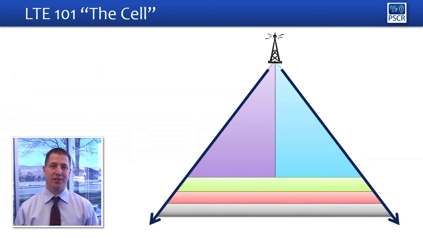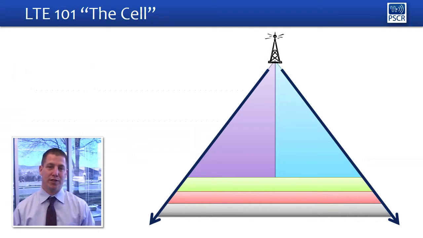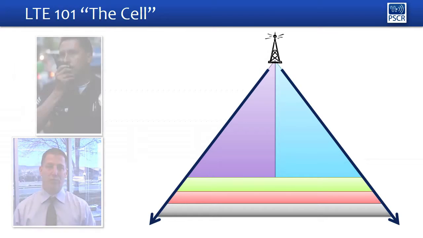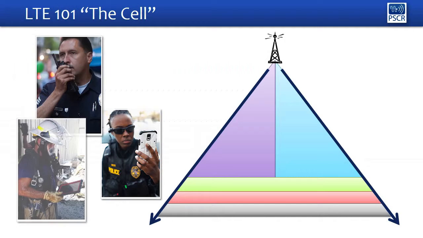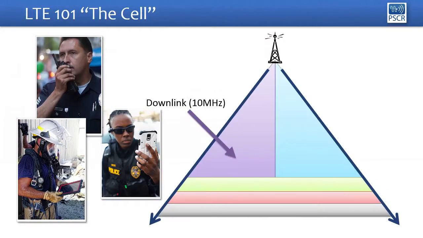From the LTE technology perspective, one of the fundamental building blocks is the LTE cell. It's basically when you're standing at any point in the system, you have access to one cell, and that cell has resources available. So we'd like you to know really what resources you have at your disposal when you have a device in your hand, whether it's a radio or a smartphone or a tablet. And some of those critical resources are downlink and uplink bandwidth.